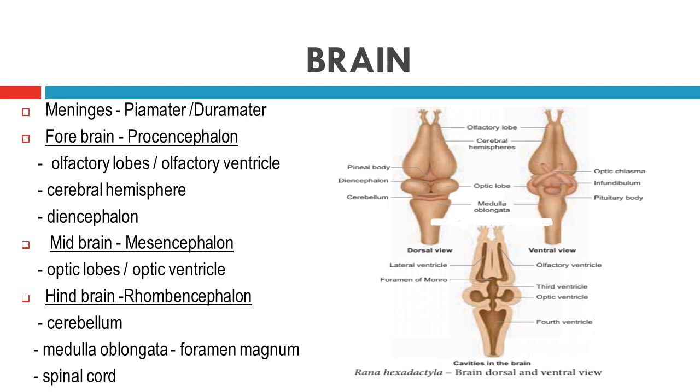Can you watch the oval shape? Optic lobes are there, right? These optic lobes also inside consist of a cavity that is known as optic ventricles. Two large oval-shaped optic lobes are included as the midbrain. And the third region is the hindbrain, otherwise known as the rhombencephalon.